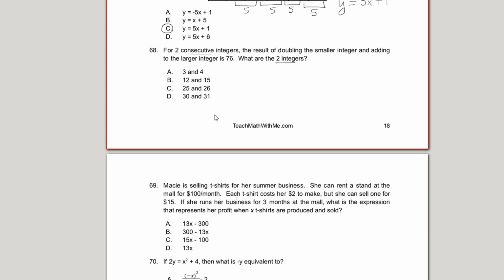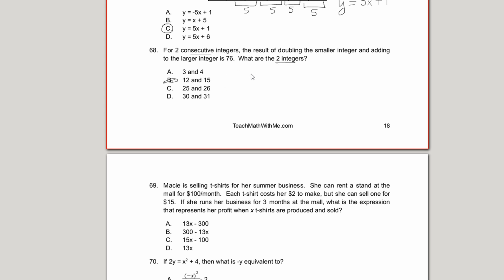Now that's going to give us some clues here in our answer choices. So they all have to follow one another. 3 and 4, 12 and 15 don't follow. So B is out. 25, 26, and 30 and 31. So that's just an initial look.